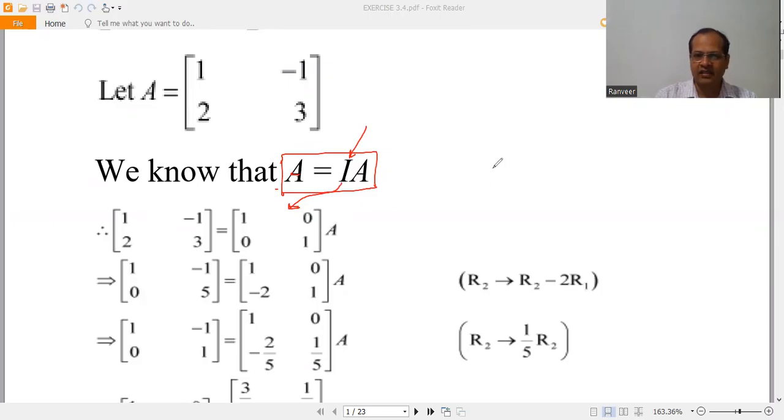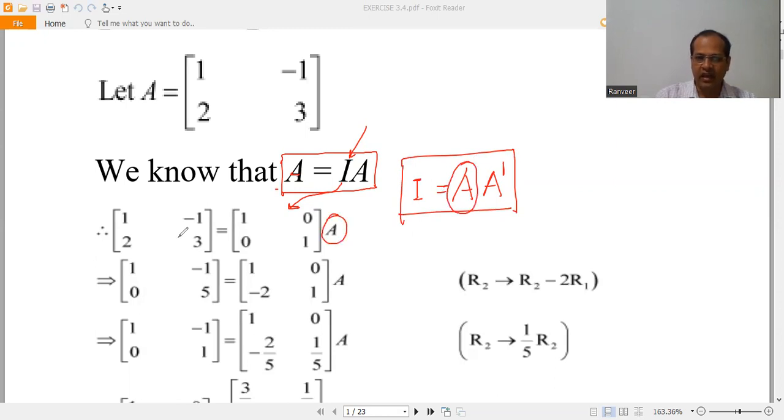Now our second task: A inverse times A equals the unity matrix. You have to remember this because on the right hand side A is already there. Now on the left hand side, whatever matrix is there, we have to bring it into the form of the unity matrix I, and after the operations, whatever result comes on the other side is nothing but A inverse. So this is the direct result for A inverse.